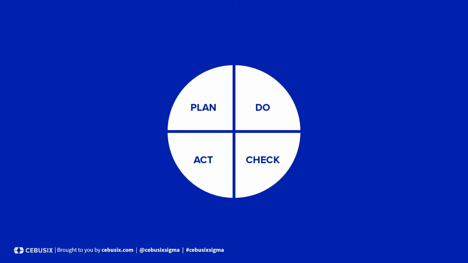Finally, we take action. If the change was not viable, then we start the cycle over with a new plan, with a new change. But if the change is viable, then we implement the changes and look for new opportunities for improvement.